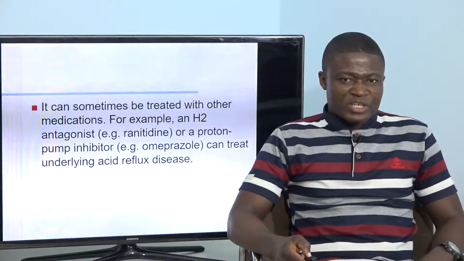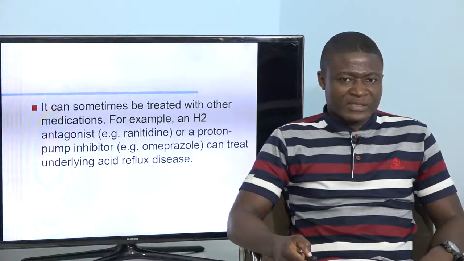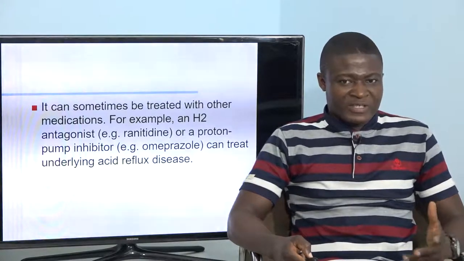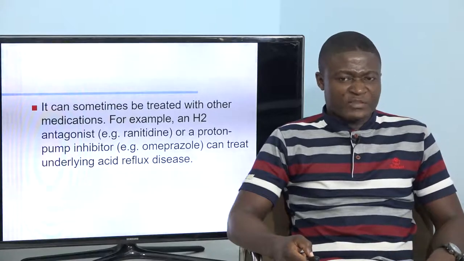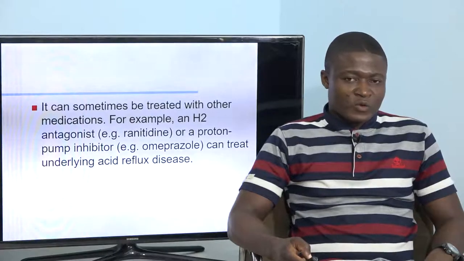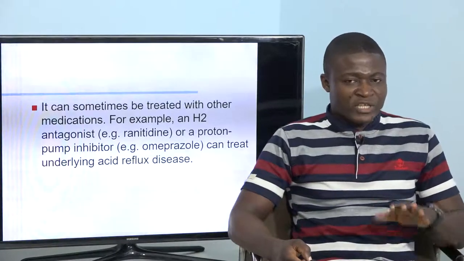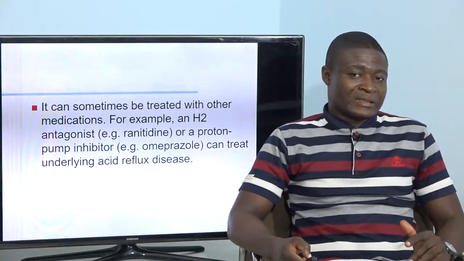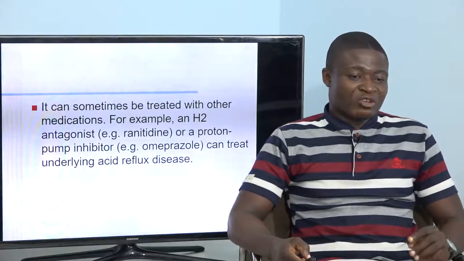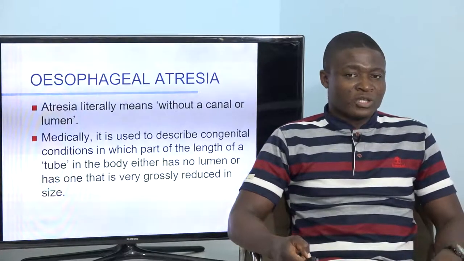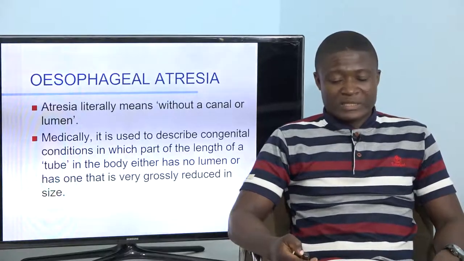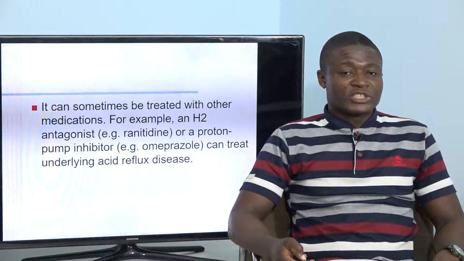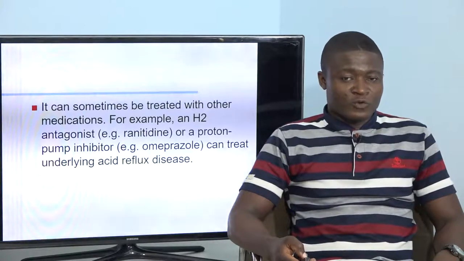It can sometimes be treated with other medications, for instance, an H2 antagonist, example, ranitidine or even cimetidine, or proton pump inhibitors such as omeprazole. These can treat underlying acid reflux diseases. So these medications reduce the amount of acid that is produced such that there won't be too much acid to reflux back into the esophagus in order not to cause problems with swallowing. So that is it for esophageal stricture.